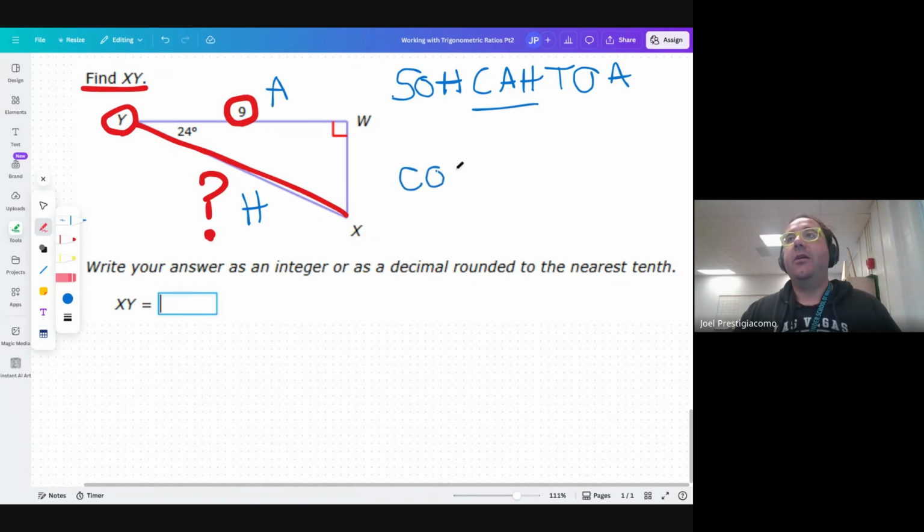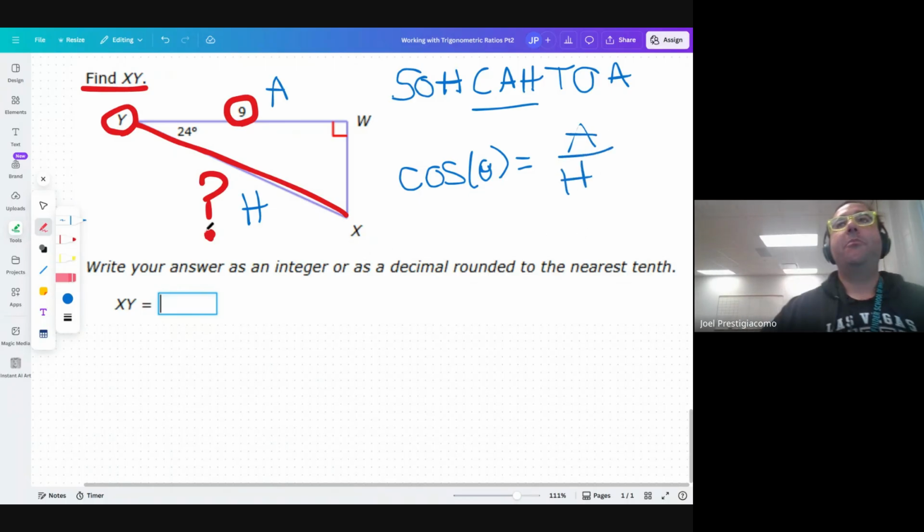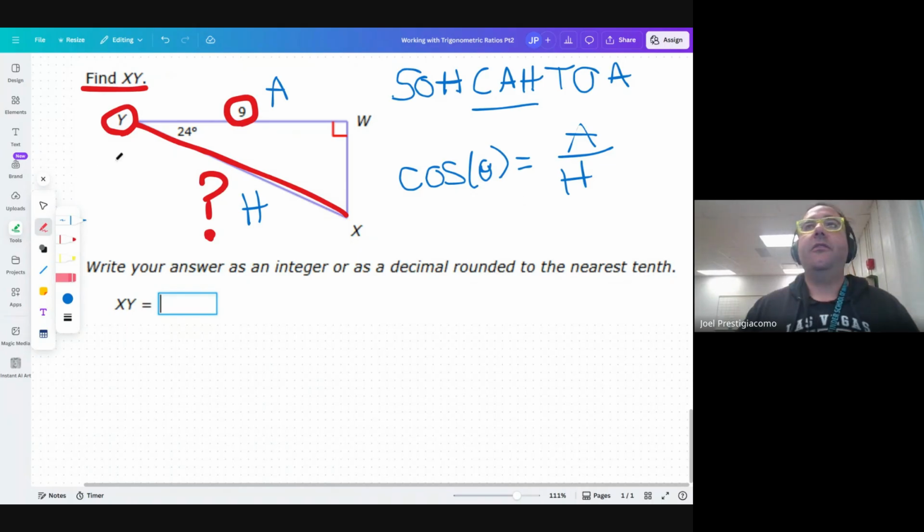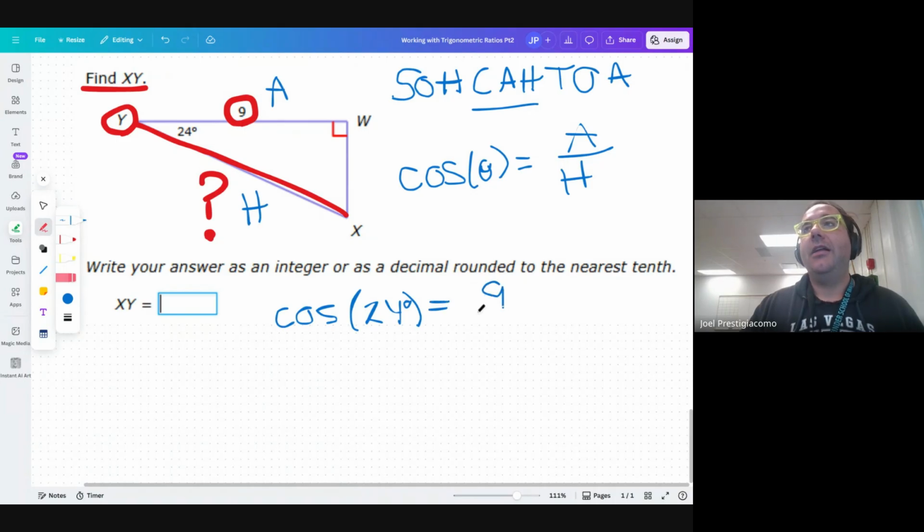So we would say, okay, the cosine of some angle is going to be the adjacent side over the hypotenuse, right? So we can build this form and go from there. So we're going to say, well, the cosine of our angle, which is 24 degrees, like the last problem, is going to equal the adjacent side, which is 9, over the hypotenuse, which, again, we do not know.